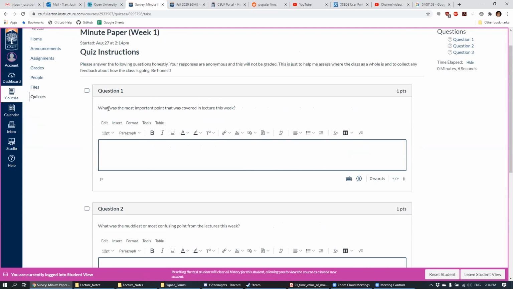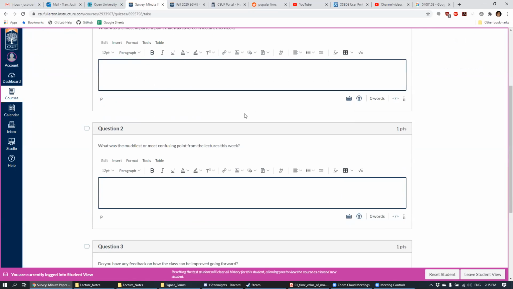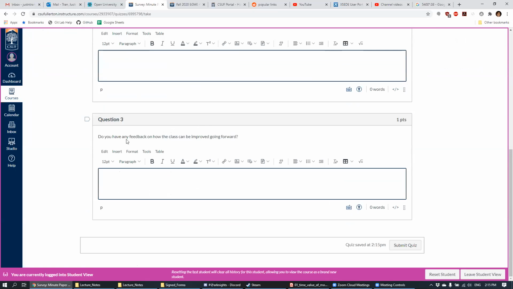But basically, the minute papers are always going to consist of three questions. Question one is always what you thought was the most important point from the lecture this week. Question two is what you think was the muddiest or most confusing point. Okay. These questions are really important for me to see if everyone got the most important point, and if there's anything that's confusing everyone, I can come back and reiterate it next week. Then question three is, do you have any feedback for the class so that it can be improved going forward? This one's really important to me because this is the first time we're doing all virtual.